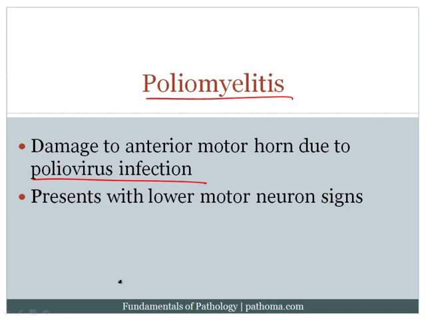infection. Let's go back and remind ourselves that polio has a fecal-oral transmission. Polio then infects the oropharynx and the small bowel. That gives you fever, sore throat, abdominal pain with nausea and vomiting. And then it can eventually spread to the CNS via the blood. Now when it spreads to the CNS via the blood, it eventually gets into the anterior motor horn, and that's where it causes its damage.